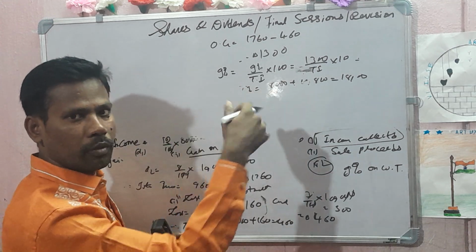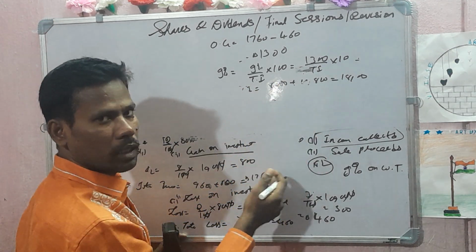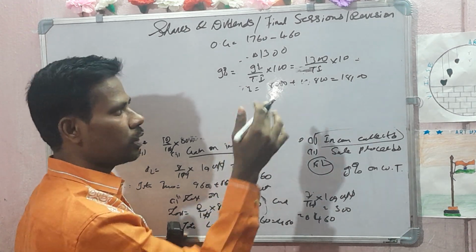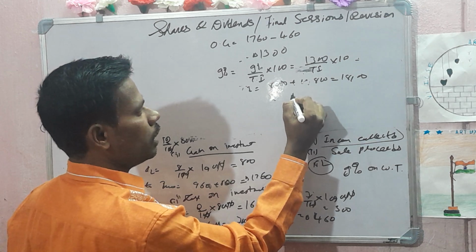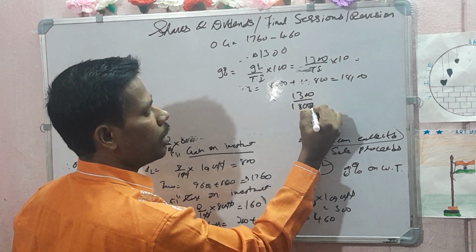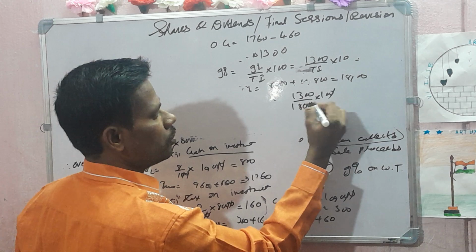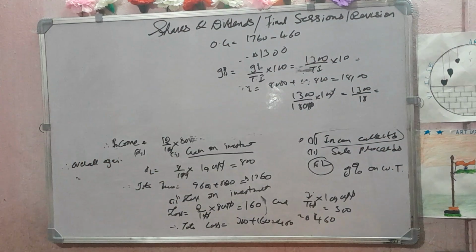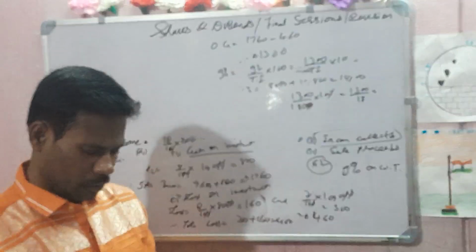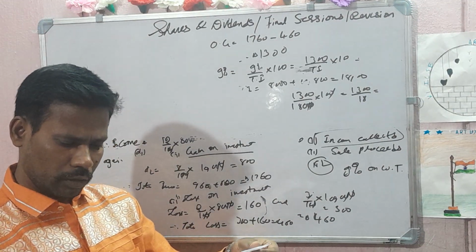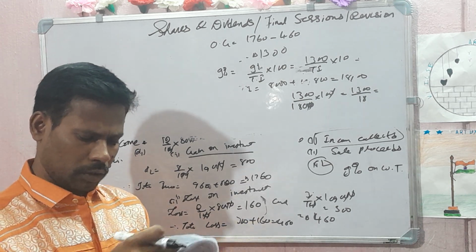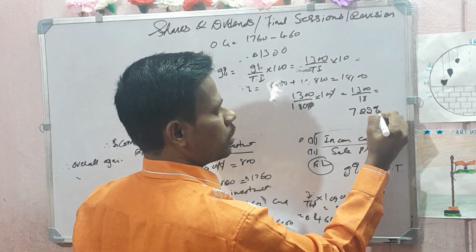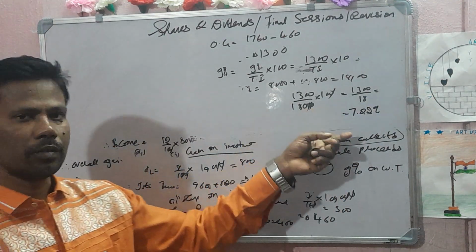Since this is the final class, I am doing it a little bit fast. This is actually the same as the 8th class problem, selling price, cost price, that kind of problem. So gain is 1300 by 18,000 into 100. 2 zeros cancel. 1300 by 18. The answer is 7.22. If you simplify this, the answer is 7.22%.